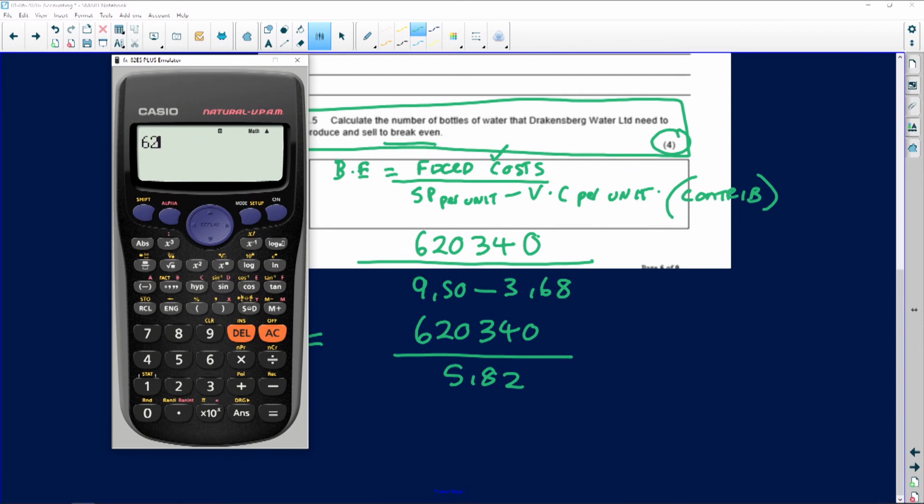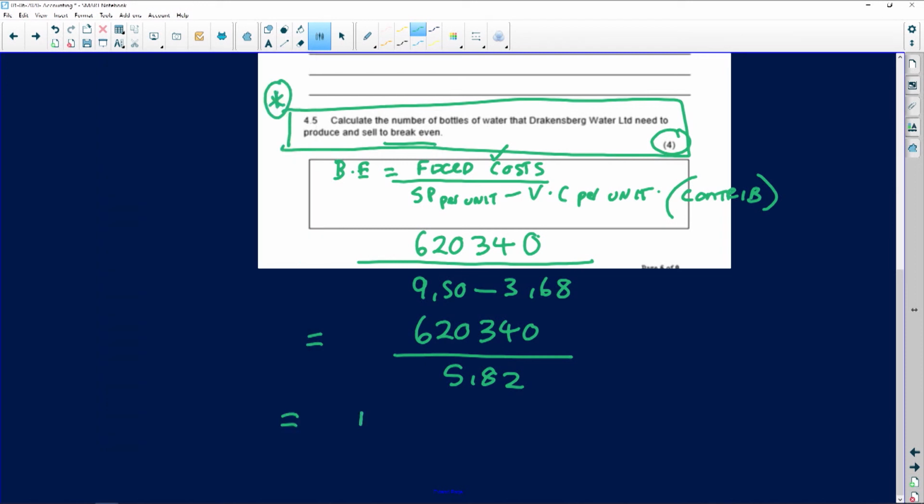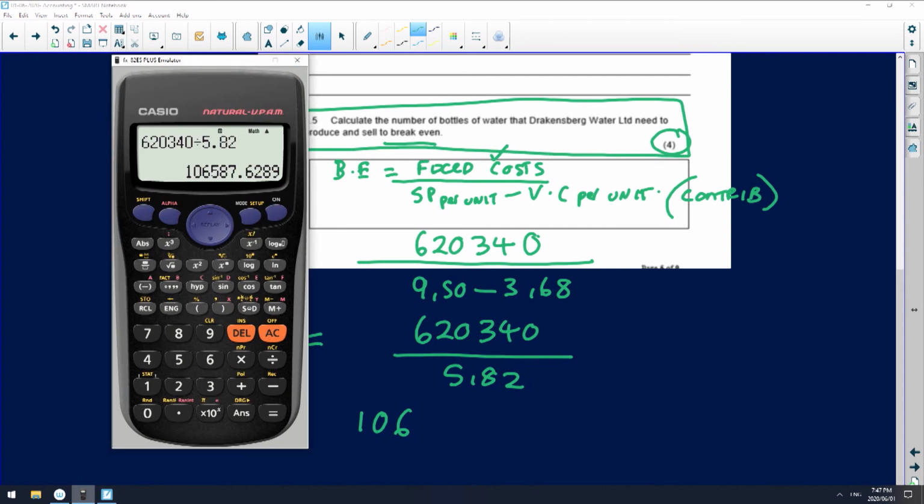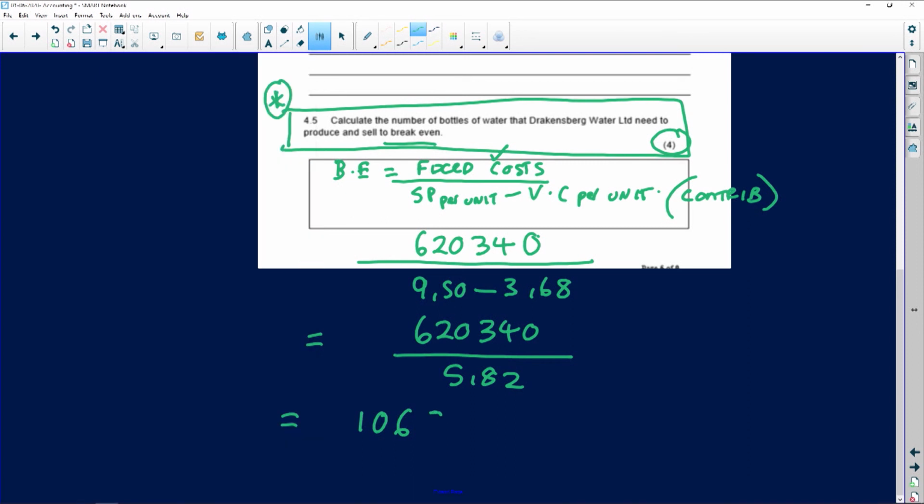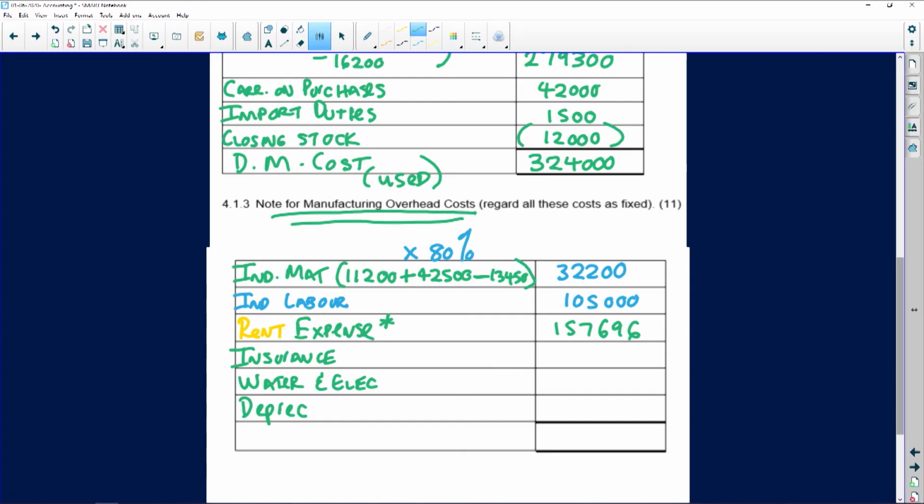Okay, so 620,340 divided by 5 Rand 82, and the units that need to be sold, right? So the point of break even, an amount of 106,587, or you can round up to 106,588. Right. So this is how many units must be manufactured and sold in order for the business to break even. Okay. Guys, don't let the word manufacturing confuse you. Obviously, we are talking about factory overhead cost.